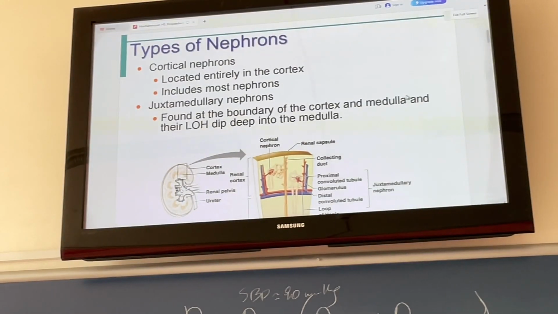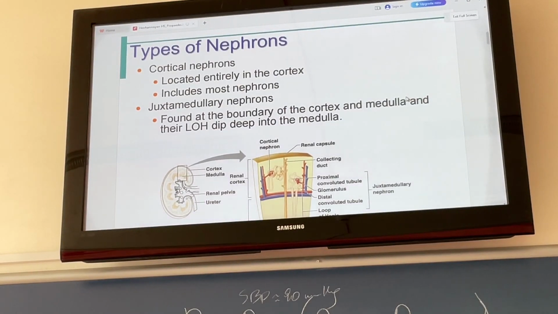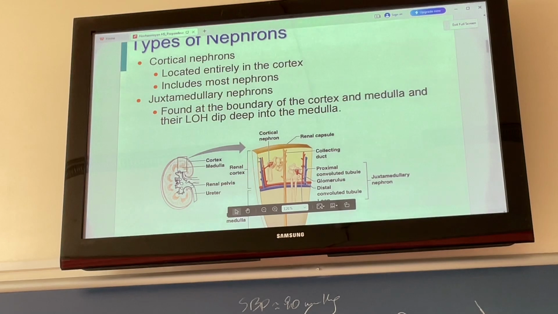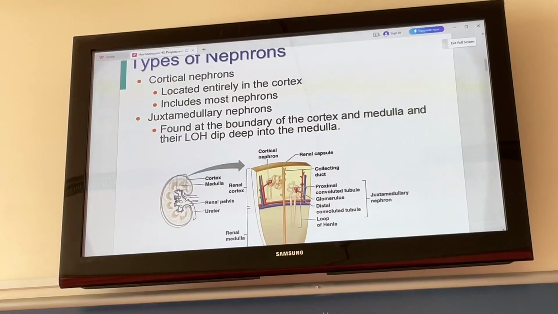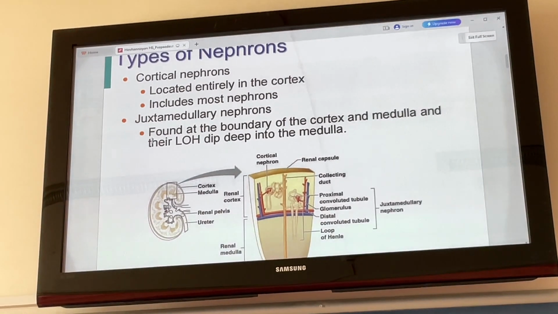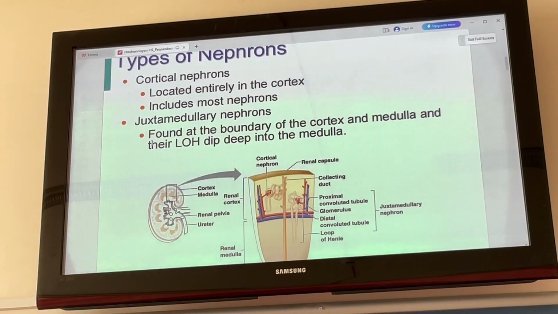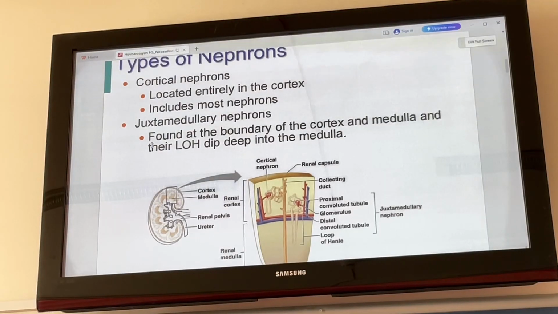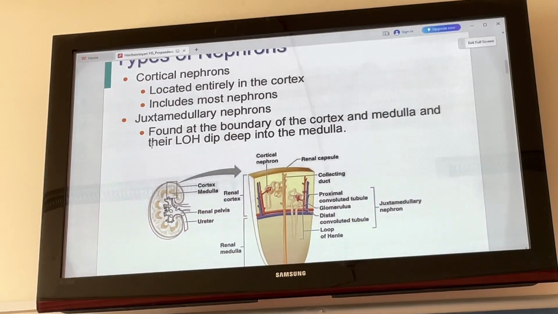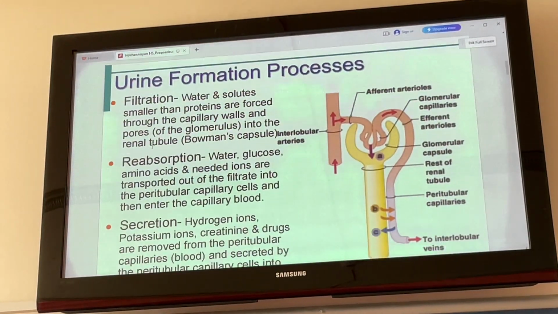Most of the nephrons normally are cortical nephrons. Juxtamedullary nephrons are on this borderline between cortex and medulla, look here, and their loop of Henle goes into the medulla. But if for some reason we have damage to the cortical nephrons, blood circulates through these juxtamedullary nephrons, which is not beneficial. We'll speak about it when speaking about signs and symptoms.